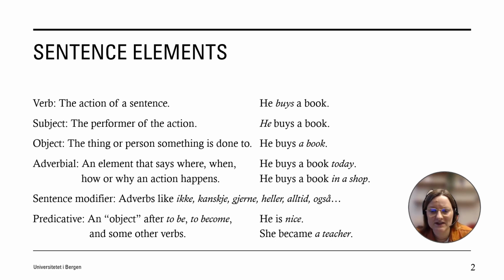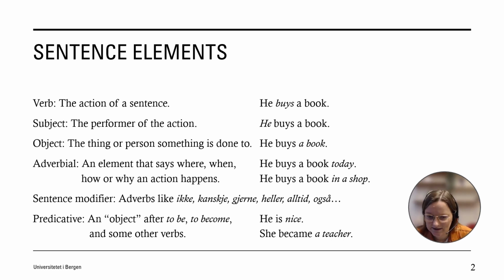An adverbial is an element that says where, when, how, or why an action is happening. In sentences like he buys a book today, today is a time adverbial. He buys a book in a shop, in a shop is a place adverbial.